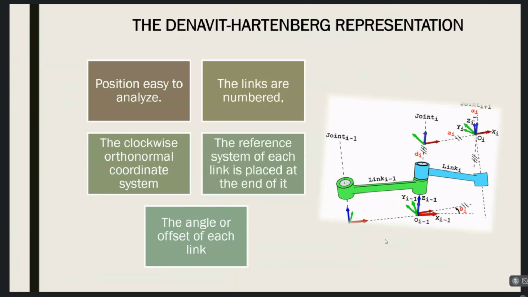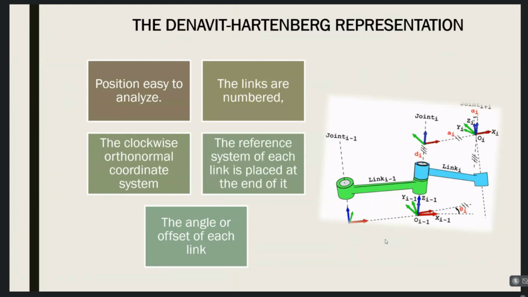For us to be able to apply this matrix, there is the Denavit-Hartenberg representation that is applied to open kinematic chain robots and consists of a series of rules to place the reference system of each link of the robot, where some considerations are highlighted so that our matrices are correct.